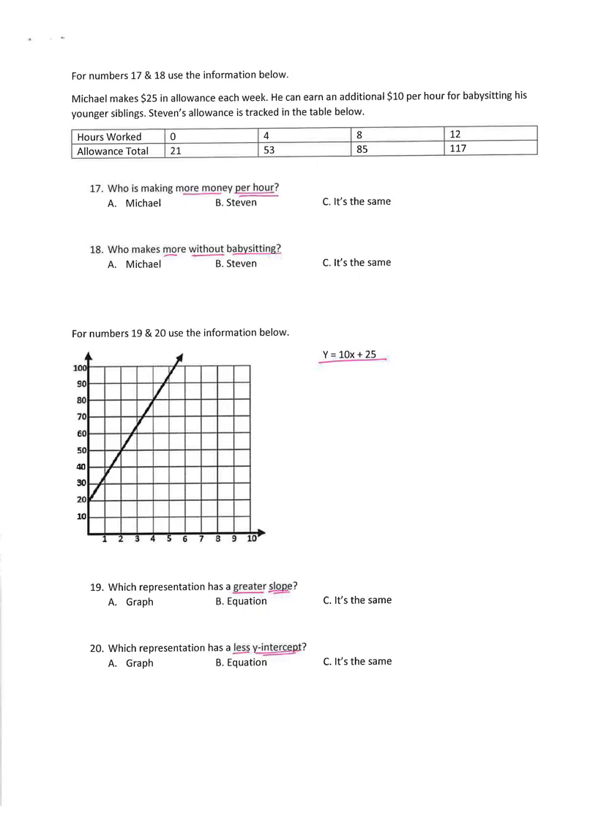Number 17, who is making more money per hour? A, Michael, B, Stephen, C, it's the same. Number 18, who makes more without babysitting? A, Michael, B, Stephen, or C, it's the same.